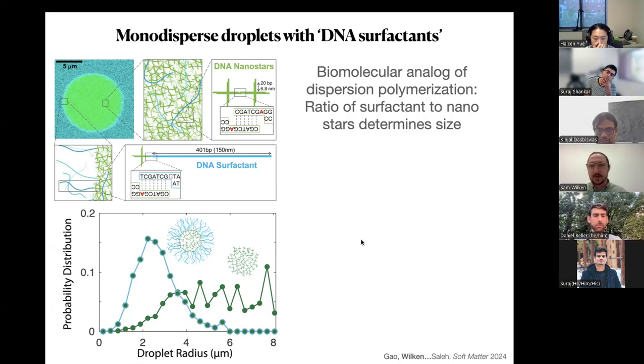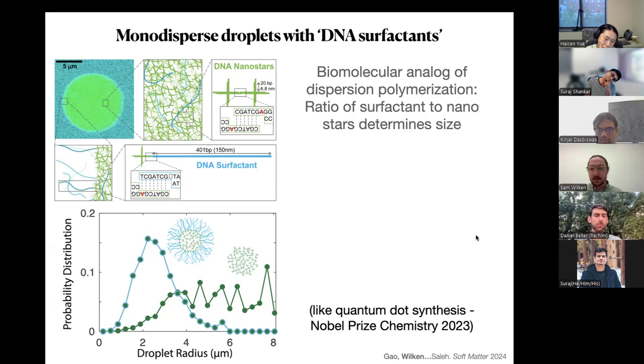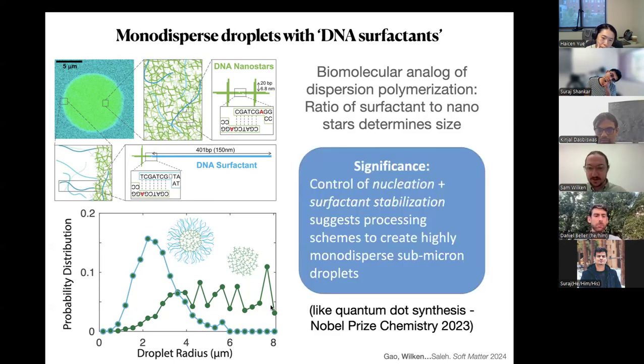We were inspired by dispersion polymerization of colloidal synthesis, in that the ratio of the surfactant to the nanostars essentially determines the size. When you cover the surface with a high enough density of surfactant, that's what determines the size. This is like the quantum dot synthesis that was recently given the Nobel Prize.